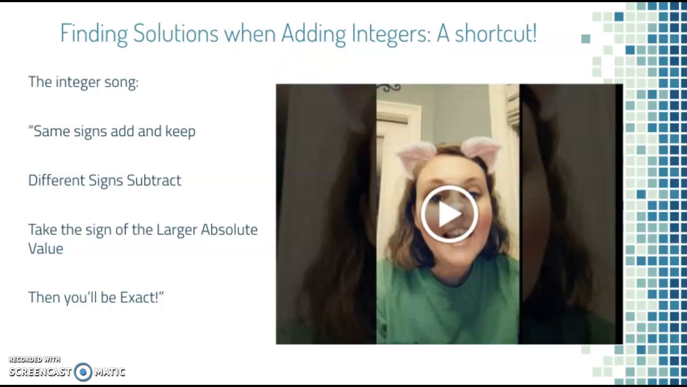You won't always have time to graph your number line and put your arrows in, so there's a shortcut we can use to find the solution when you're adding integers. If they're the same signs, you can add them and keep the sign. If they're different signs, you need to find the difference of their absolute values and take the sign of the larger absolute value.